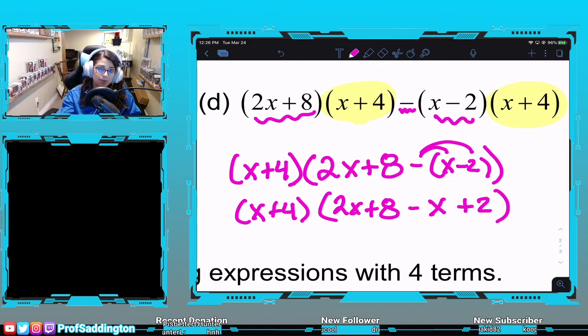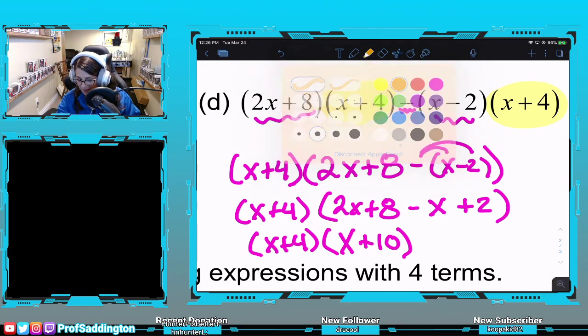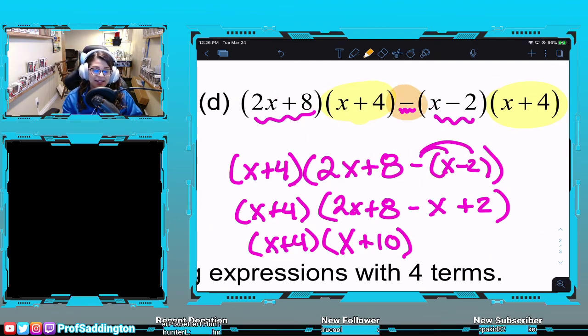And now, just like before, I can combine my like terms. So x plus 4 comes down. 2x minus x is x. Positive 8, positive 2 is 10. And now we have factored by grouping. So this one, be really careful. I'm going to highlight that in a different color. That minus sign there. Watch out for it.